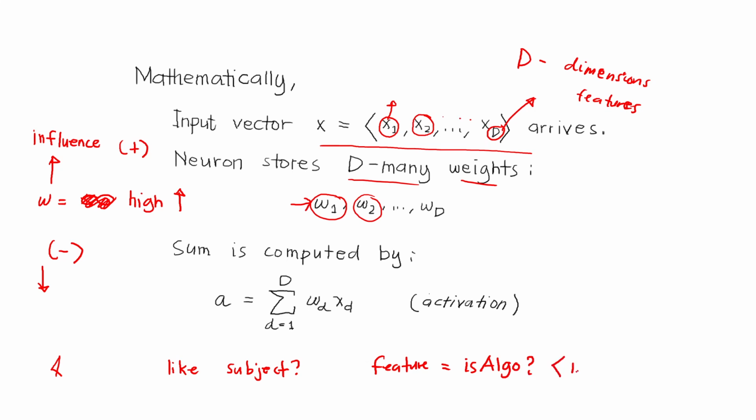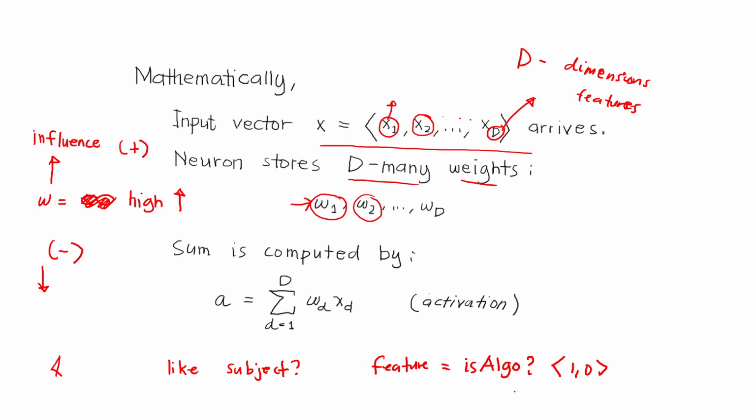So the value here is either 1 or 0, converting it to a vector. So is it algorithms? And we have found based on our data set that a subject being algorithms influences a lot of the majority of the data set. If it is true, then it is more likely that the student will like that subject.